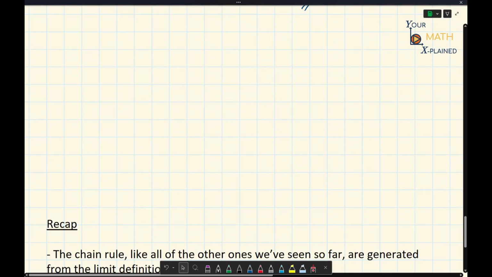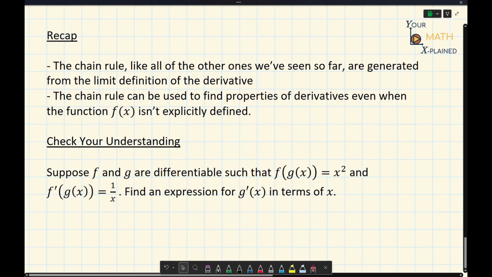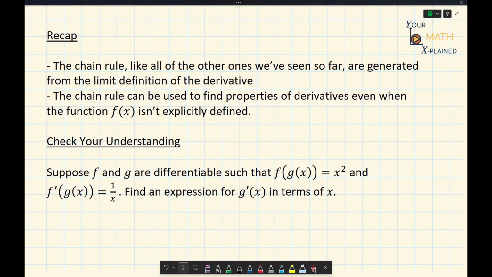And now let's do a quick recap of what we covered in this video. First, we went over the proof for chain rule, and like all the other derivative rules we've seen so far, it's generated from the limit definition of the derivative. Then we went over an interesting problem where chain rule was used to find properties of derivatives even when the function f of x wasn't explicitly defined. And now it is your turn to give this a try. Can you find the solution to the problem on the screen here?